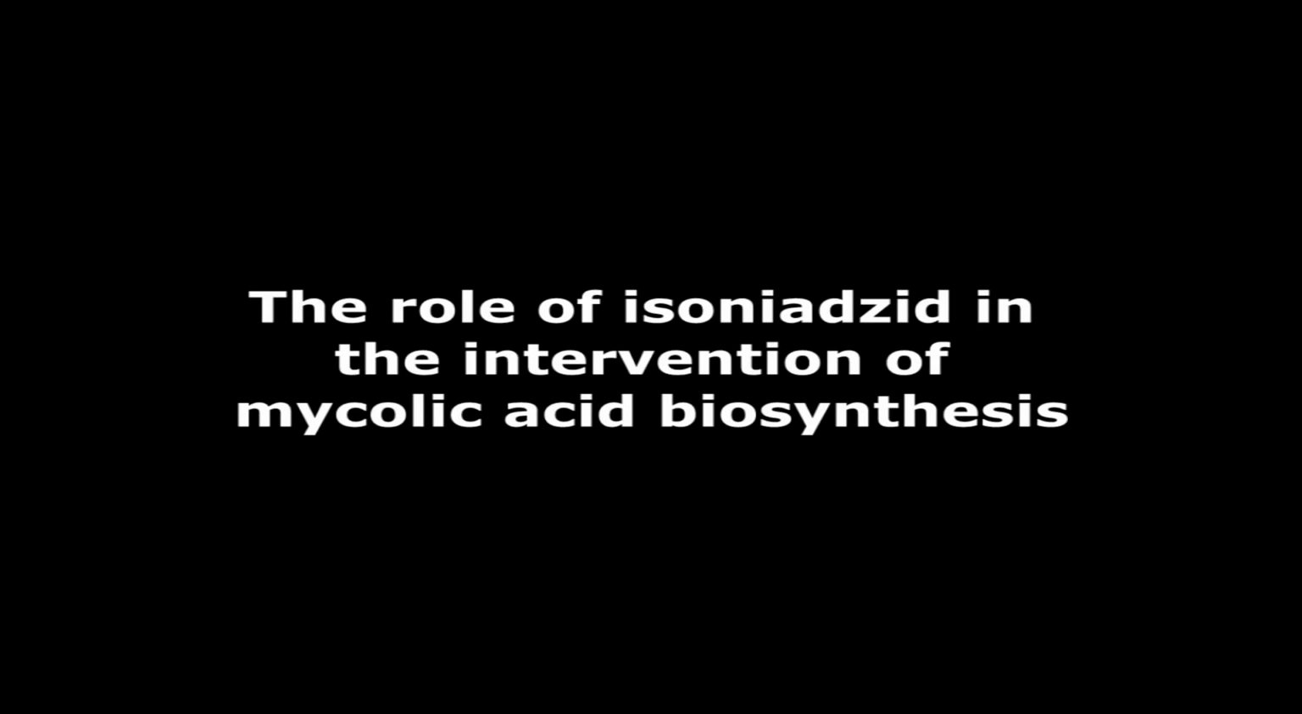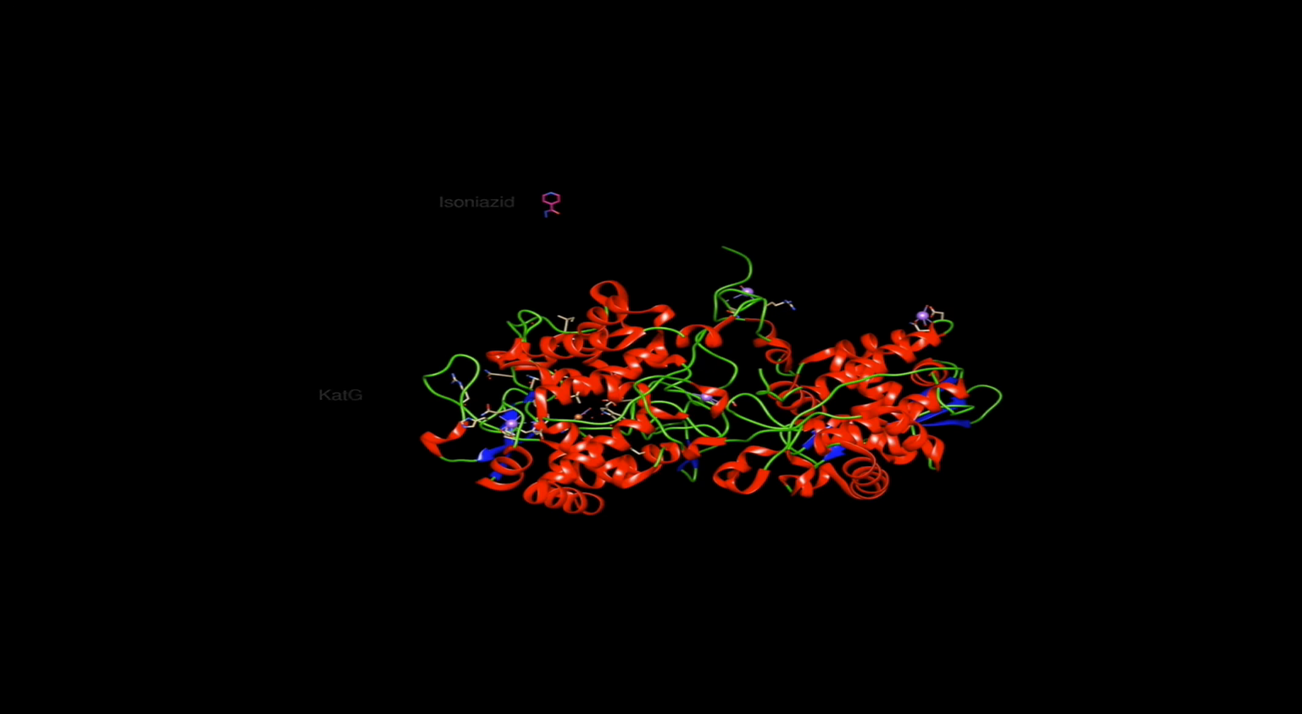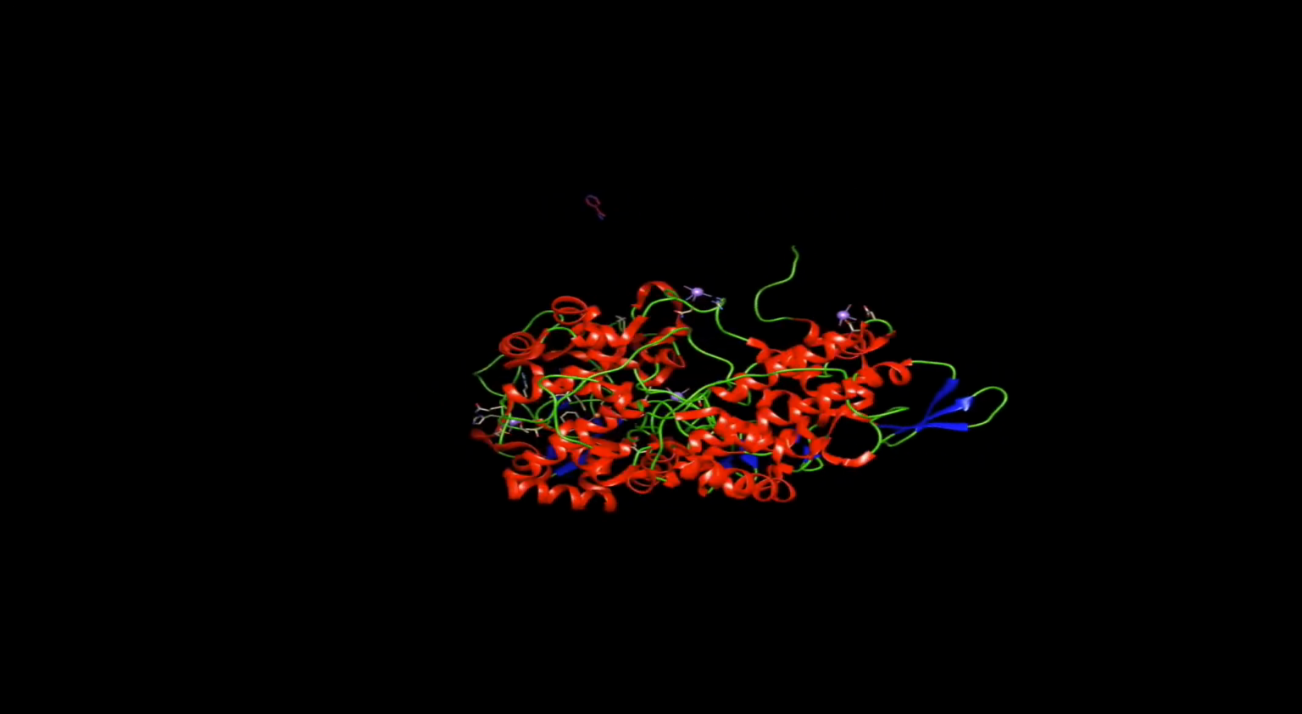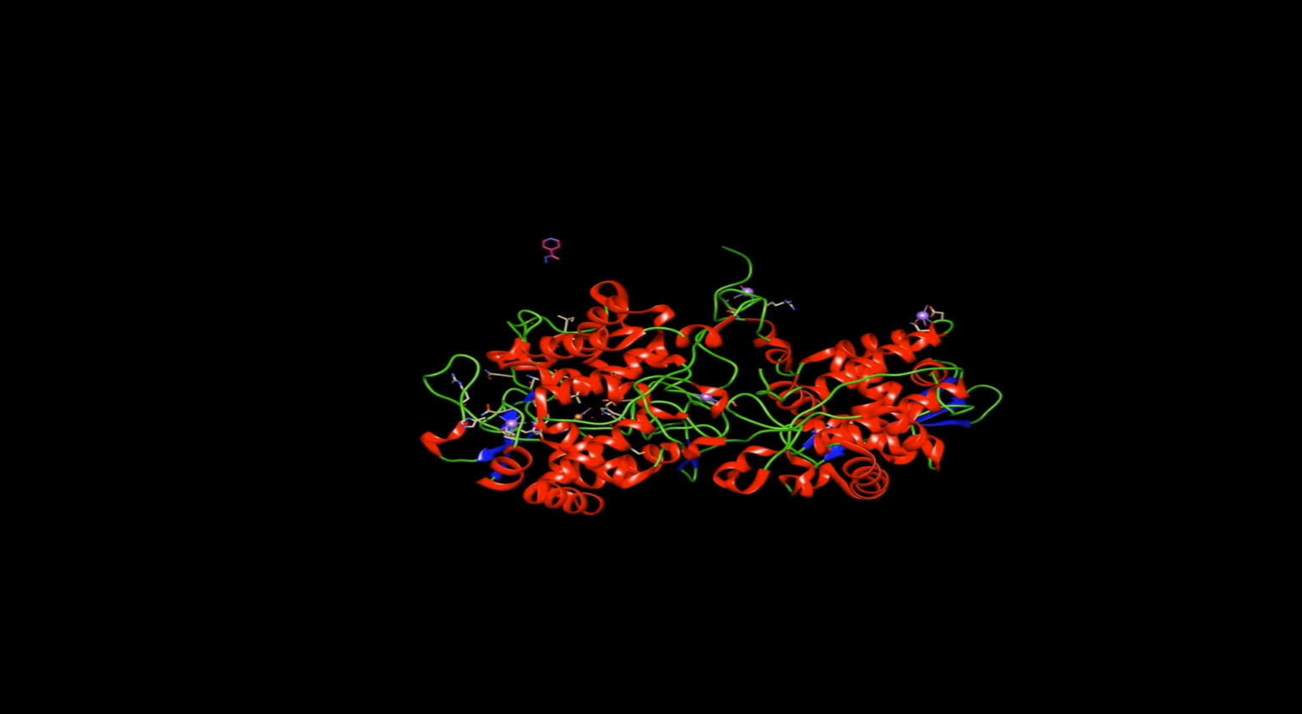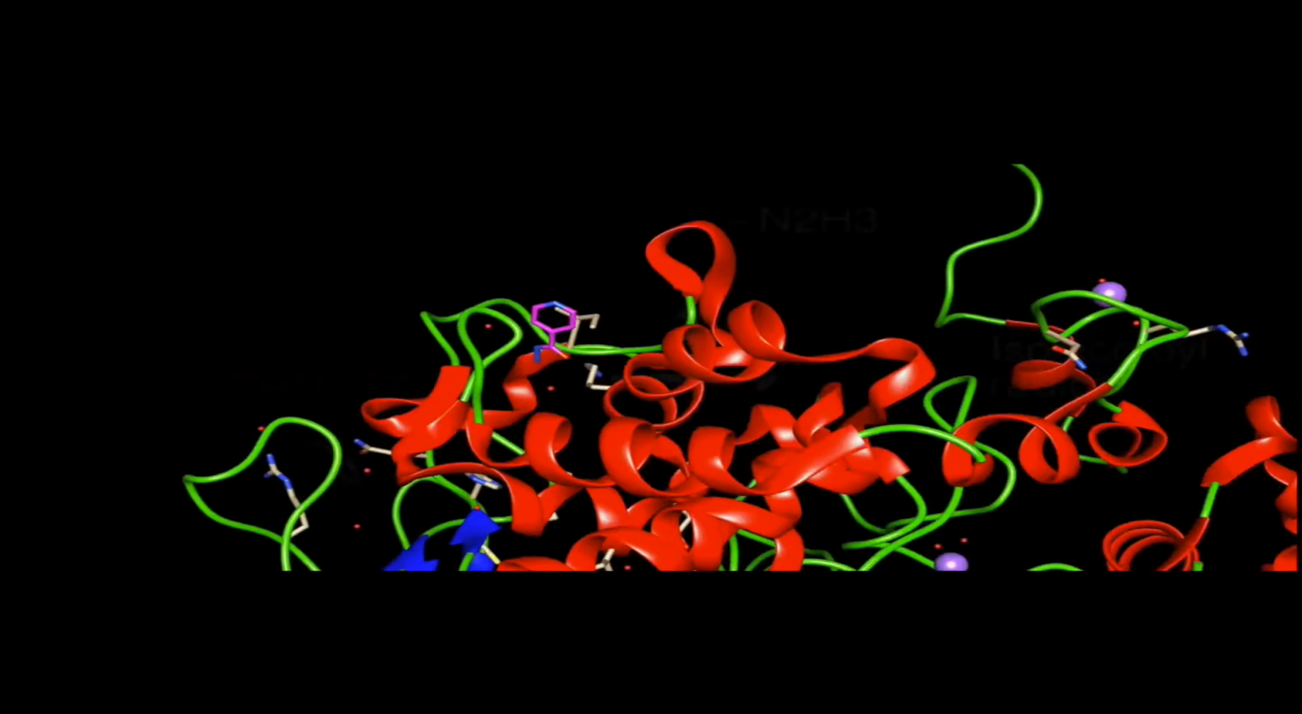Isoniazid is a prodrug that is responsible for inhibiting the formation of the mycobacterial cell wall. INH enters the bacterial cell via passive diffusion, and is then activated by the bacterial enzyme KatG, which can be seen here. FAS2 will synthesize mycolic acid via NAD+.